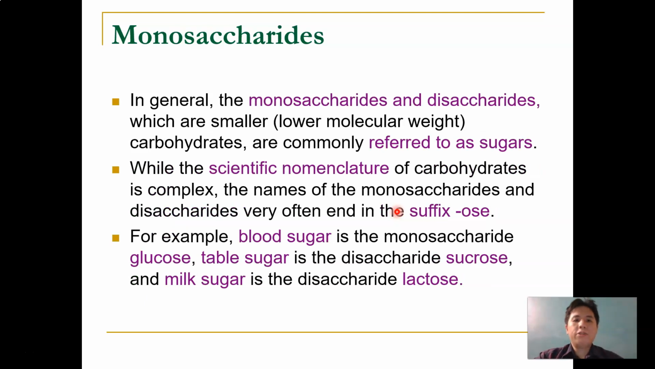In general, sugars are considered monosaccharides and disaccharides. They're commonly referred to as sugars, and they are quite often sweet, but not always. Whether it's sweet or not actually depends on the shape. Naming of sugars will always have the suffix "-ose". That's why blood sugar is glucose, table sugar is sucrose, and milk sugar is lactose. Lactose is not really sweet, but it still has the suffix "-ose".